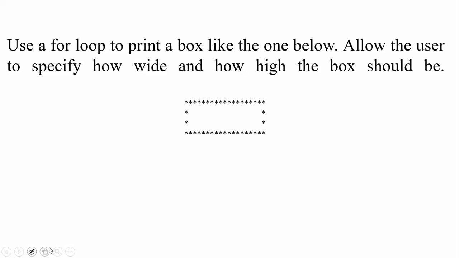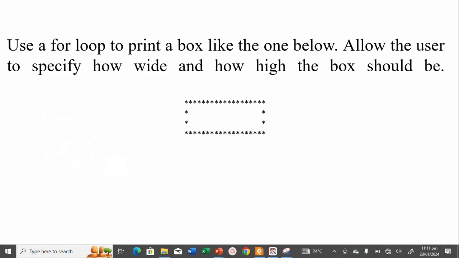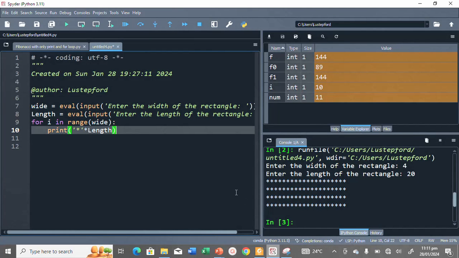The program will ask the user to specify how wide and how high the box should be. So now let's go to the coding environment. This is part one of this series, so this one we're doing now is part two. This code you're seeing now is part one, and this is what comes out for part one.